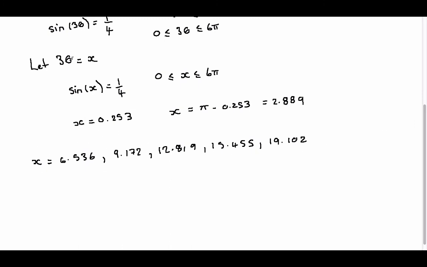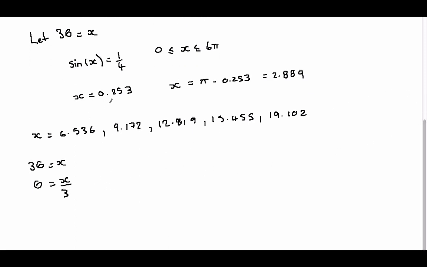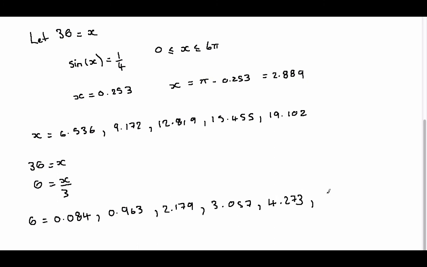We actually wanted a solution for theta, so we know that 3 theta is equal to x, so theta is x over 3. That tells us that we just need to divide every one of our solutions by 3 to get our theta. So we will see that theta is equal to 0.084, 0.963, 2.179, 3.057, 4.273, and the final solution is 5.152.